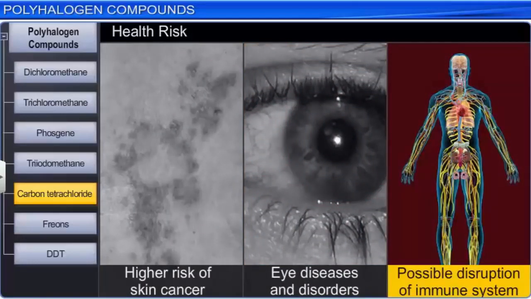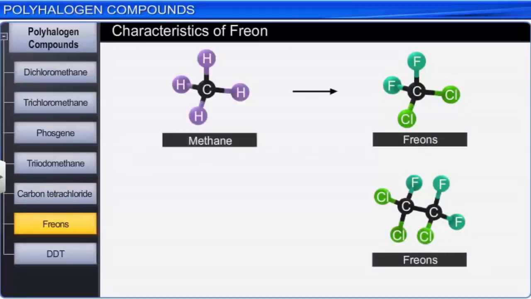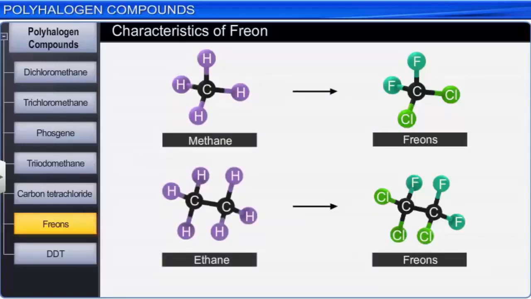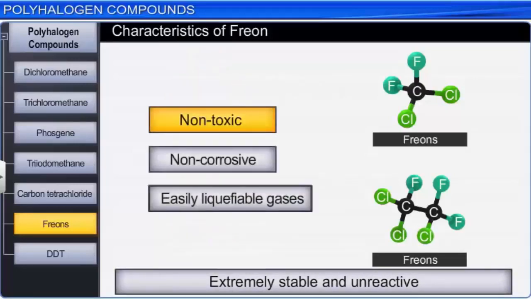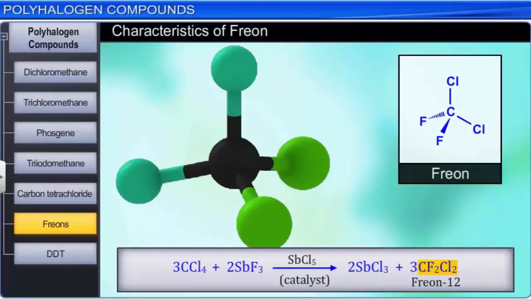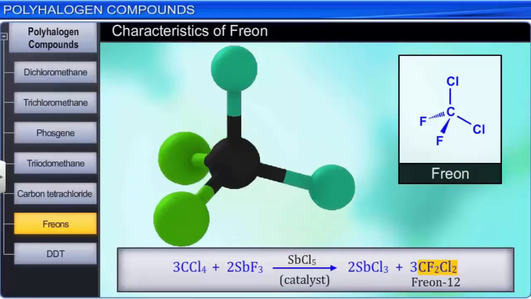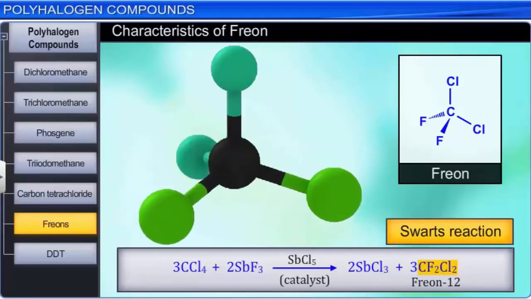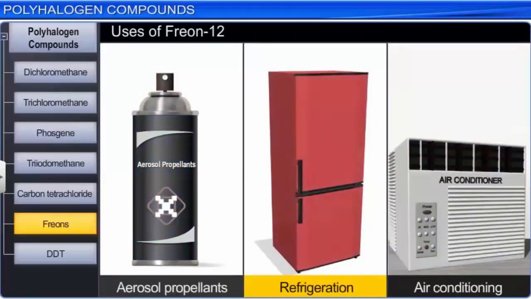Freon is the name given to a class of compounds that are chlorofluorocarbon derivatives of methane and ethane. These compounds are extremely stable and unreactive. They are non-toxic, non-corrosive, and easily liquefiable gases. Freon 12, illustrated here, was one of the most commonly used freons in the industry. It is manufactured from carbon tetrachloride by the Schwarz reaction. Former uses of Freon 12 included aerosol propellants, refrigeration, and air conditioning.